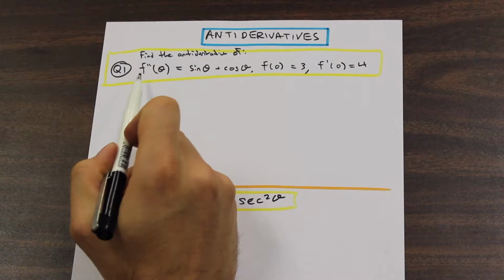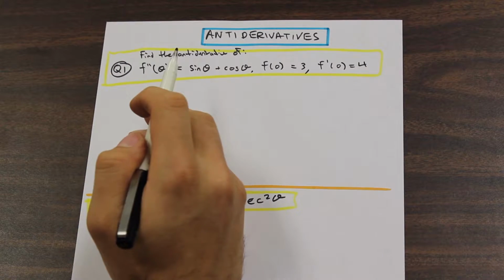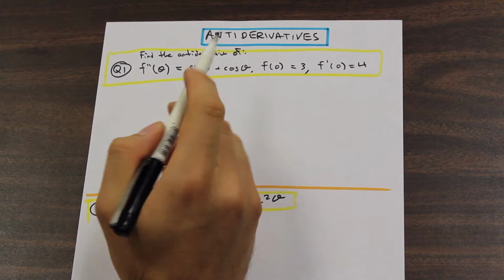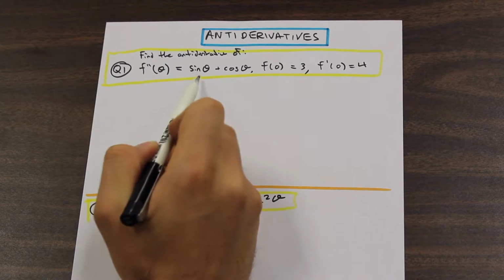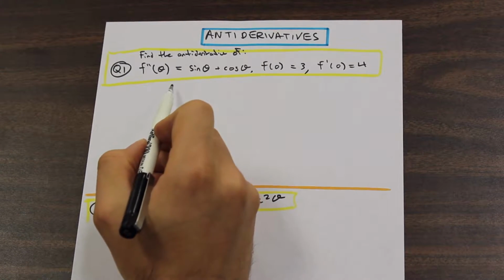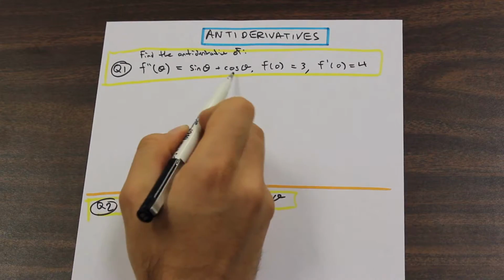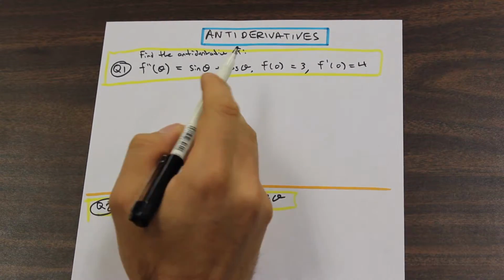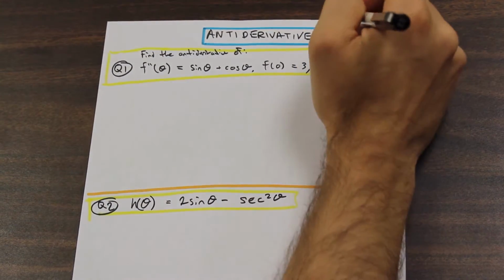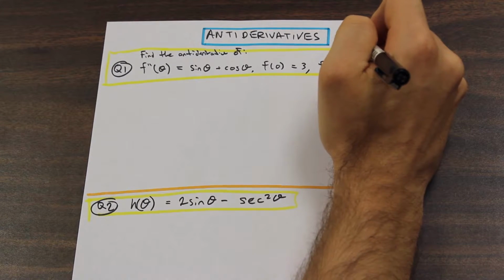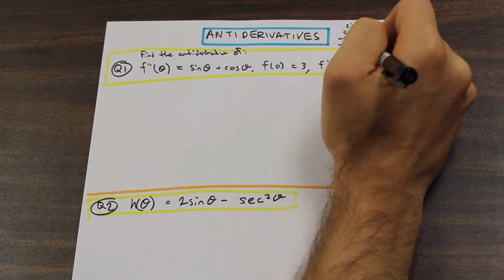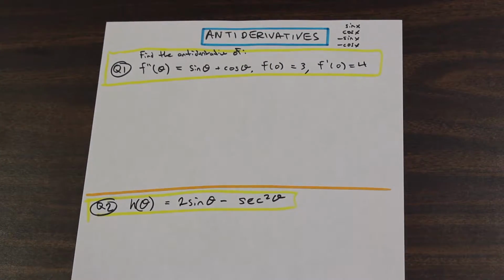So let's start. If you remember, the antiderivative is the reverse of the derivative, right? So the derivative of sine is equal to cos, so the antiderivative of cos is going to be equal to sine. What I like to do is draw, just in the corner of my paper, sine x, cos x, negative sine x, negative cos x. I like to draw those four out like that.